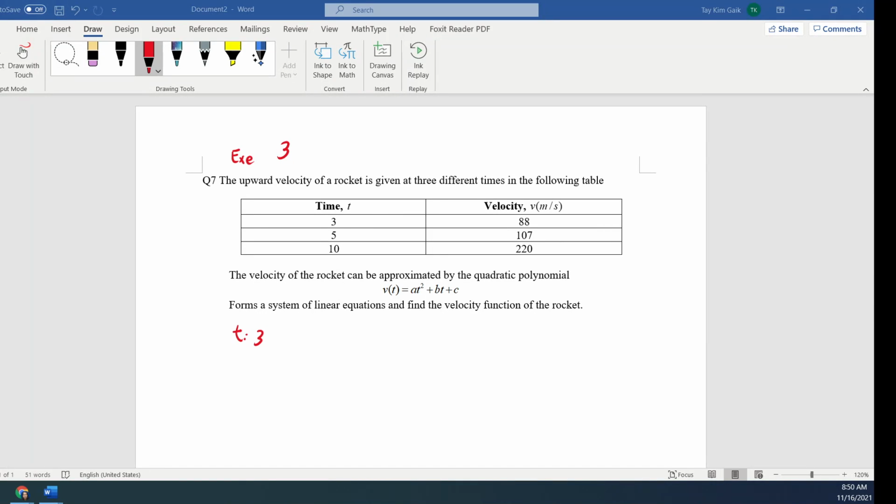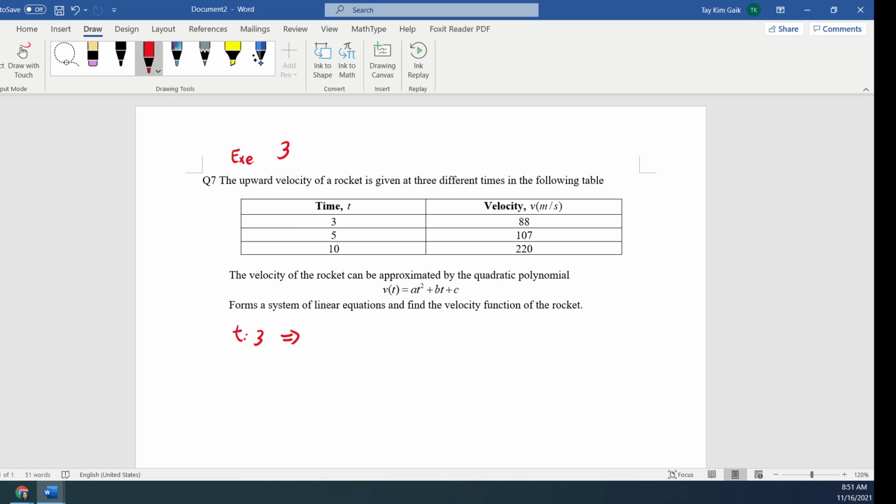Okay, so for exercise 3, you want to solve for the velocity of a rocket at different times t, which can be approximated by the quadratic polynomial. Then what you need to do is substitute t equal to 3 into the velocity function. So when t equal to 3, the velocity is actually 88.